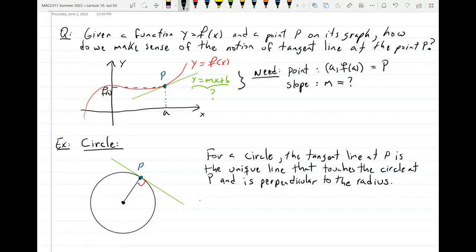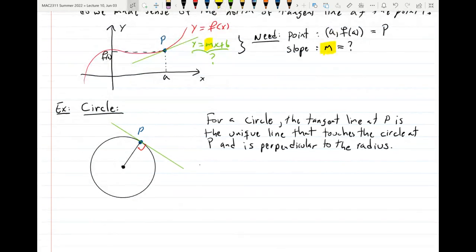So really, when I say let's make sense of the tangent line, let's define this tangent line, the focus should be on defining the slope of this tangent line. Because the point, we know it. Once you have the slope, then we can find the equation. So the question is, how do we make sense of the slope? Our focus is now on the slope of the tangent line, because once you have it, we can find the equation since we already have the point.